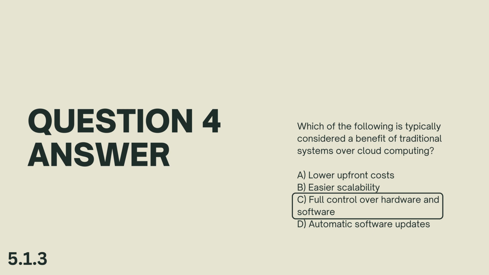Traditional systems typically offer businesses complete control over their IT infrastructure, allowing for more customization and direct management of hardware and software. The other options are generally associated with the benefits of cloud computing. In conclusion, digital technologies have transformed how businesses manage their operations and collaborate. From automated inventory systems to cloud-based collaboration tools, these technologies offer numerous benefits, though they also come with considerations that businesses must carefully evaluate. As you continue your studies, consider how these digital solutions might apply in various business scenarios.